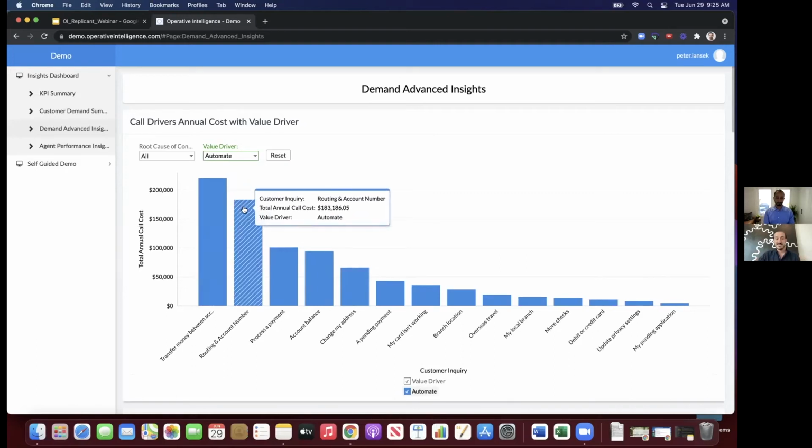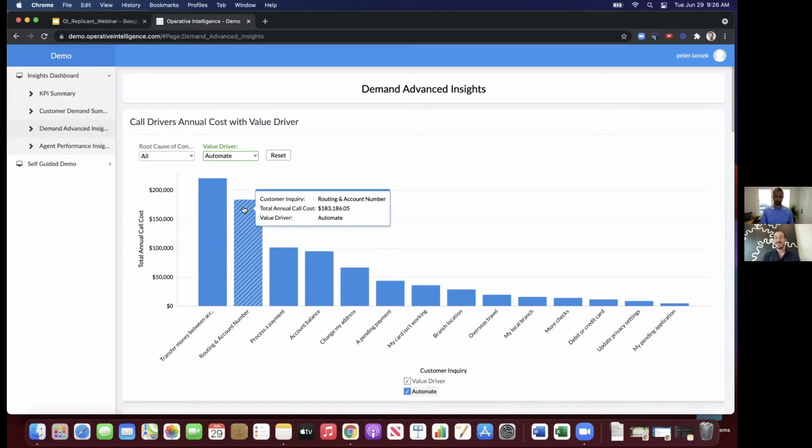Moving down the list here, 183K for routing and account numbers. This was an interesting case because the organization had this information on their website. Customers just weren't going to the website. They were calling in. So there doesn't always have to be an automated solution for every one of these inquiries. Where that functionality or information is available, it's a great opportunity for the contact center to look at clever ways that we can start migrating this volume. Let's meet it higher up in the chain.